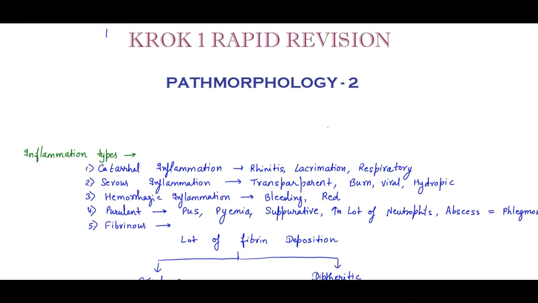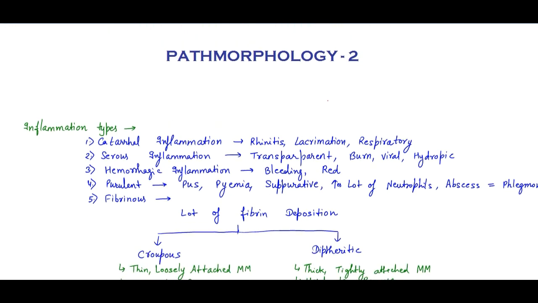Okay guys, so let's continue our path morphology. In path morphology we study inflammation. So here we will study about inflammation. So what is inflammation? Remember we have 5 types: catarrhal inflammation, serous inflammation, hemorrhagic, purulent, and fibrinous inflammation.